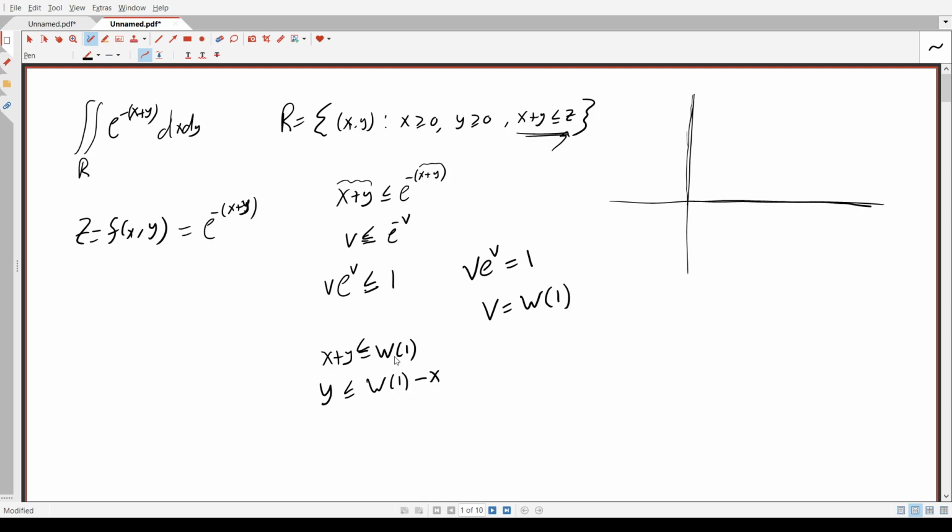And this right here is a line. This is actually what I was kind of thinking would happen when I saw x plus y. I know that x plus y equals something is the equation of a line. So I was hoping to figure out what x plus y is equal to, and if that's a constant, then I have the equation of a line, meaning it's going to look something like this. That's what I ended up with: the line y equals W of 1 minus x.